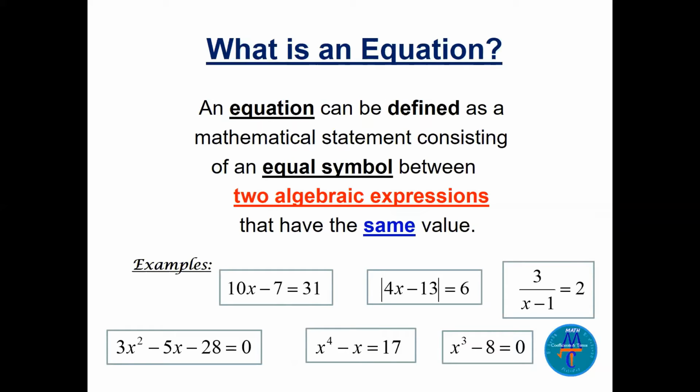Now, if you need to see the exact meaning of expression or algebraic expression, please go to Basic Math Terms, Part 1. Now let's see, this is an equation. I will not read all this. 10x minus 7 is equal to 31. Another equation with fractions. We can have degree 2 equals 0. We can have power 4. We can have cube.